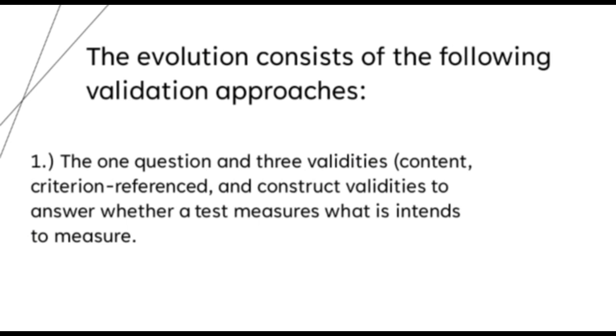Next is criterion referenced validity, which means figuring out how well the results of your measurement and the results of the criterion measurement correlate. Lastly, construct validity. A construct is an idea or feature that is not directly observable. On the other hand, you can quantify it by the observation of its associated signs.